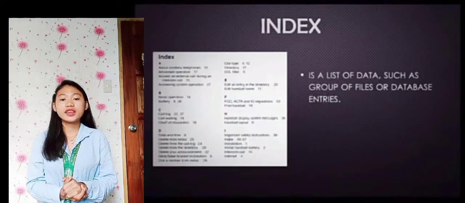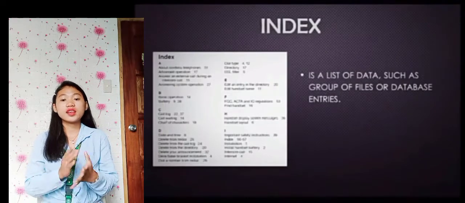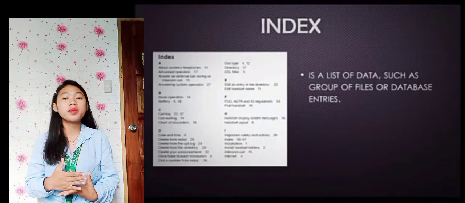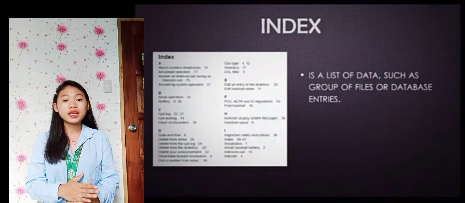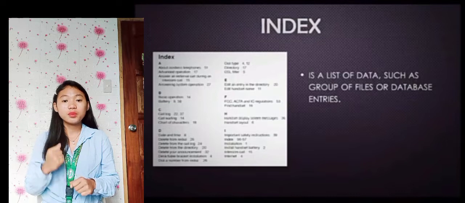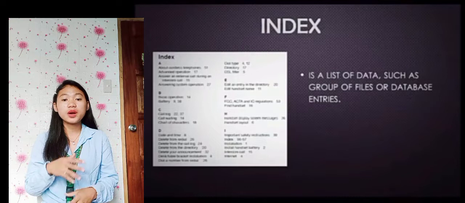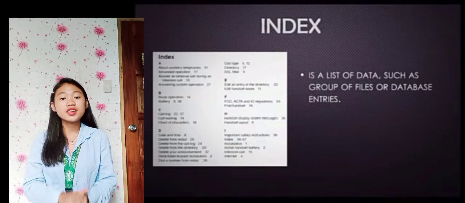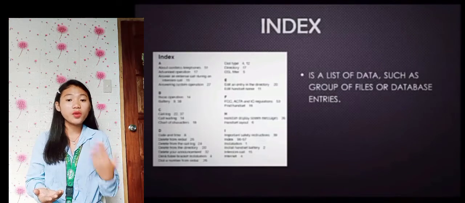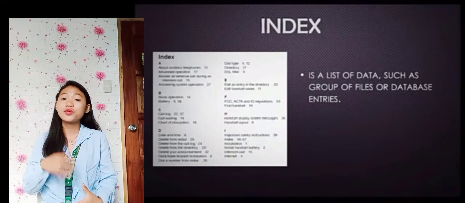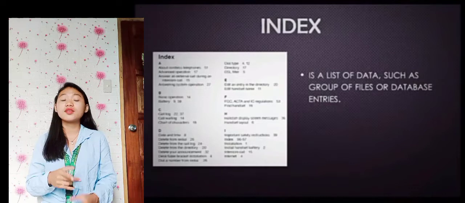Next in line is the index. An index is a list of data, such as a group of files or database entries, and an alphabetical list at the end of a book. Indexes often include information about each item in the list, such as database keywords, that allow the data to be searched by the index instead of reading through each file individually.